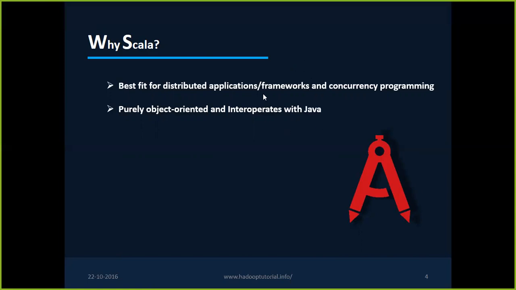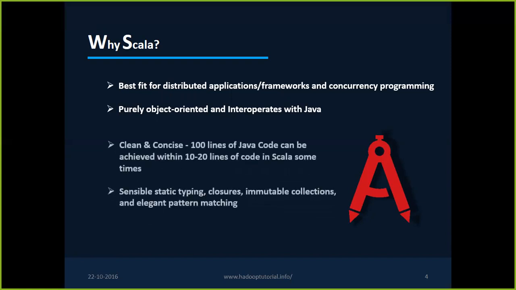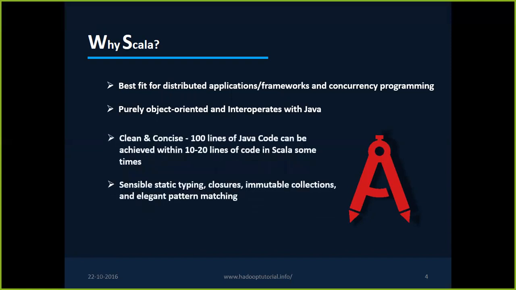So since Spark is also a distributed processing framework, with master-slave architecture, and since Scala is good for distributed frameworks, it has been chosen for that purpose. And it's purely object-oriented and interoperates with Java, and it's concise. The code is clean and concise.